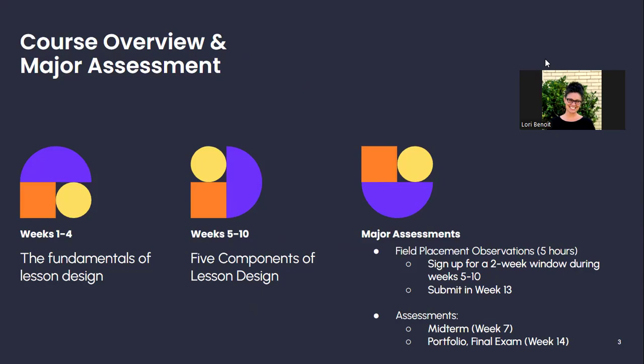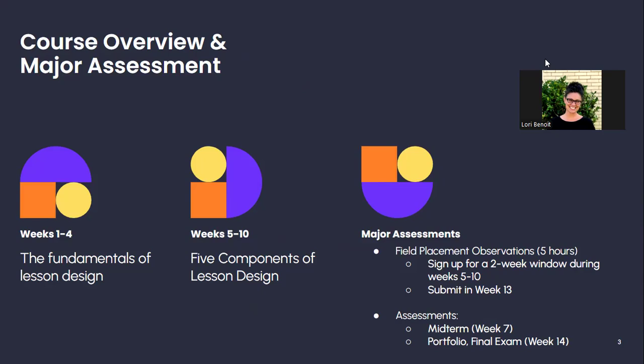So weeks 1 through 4 is where you're going to learn about the fundamentals of lesson design. So this is where you're going to get some of the key vocabulary that you're going to use throughout all of your education courses. You're going to learn about what lesson alignment is and the importance of planning to support all learners, even those who have special needs or those who perhaps have some what we call readiness issues. Maybe there are some gaps in their learning. So you're going to learn all about that in weeks 1 through 4.